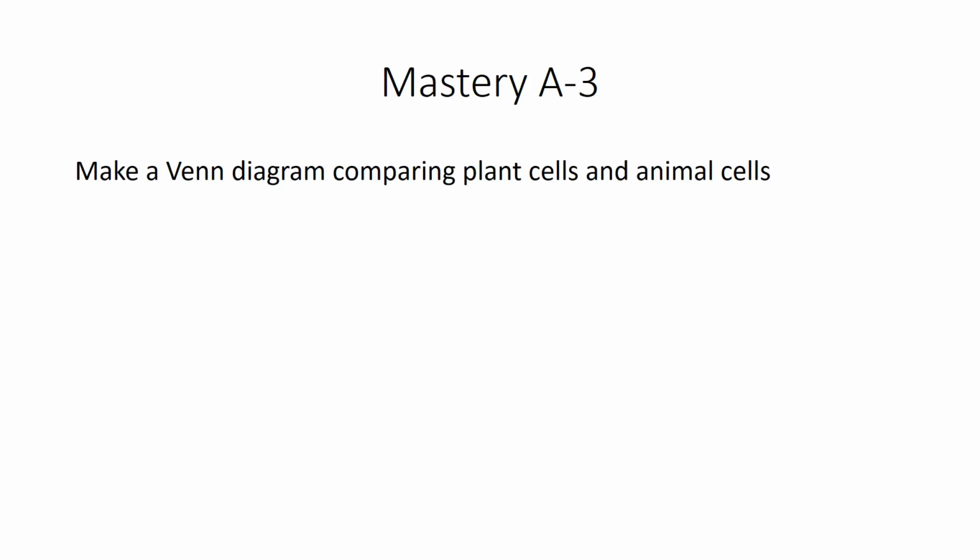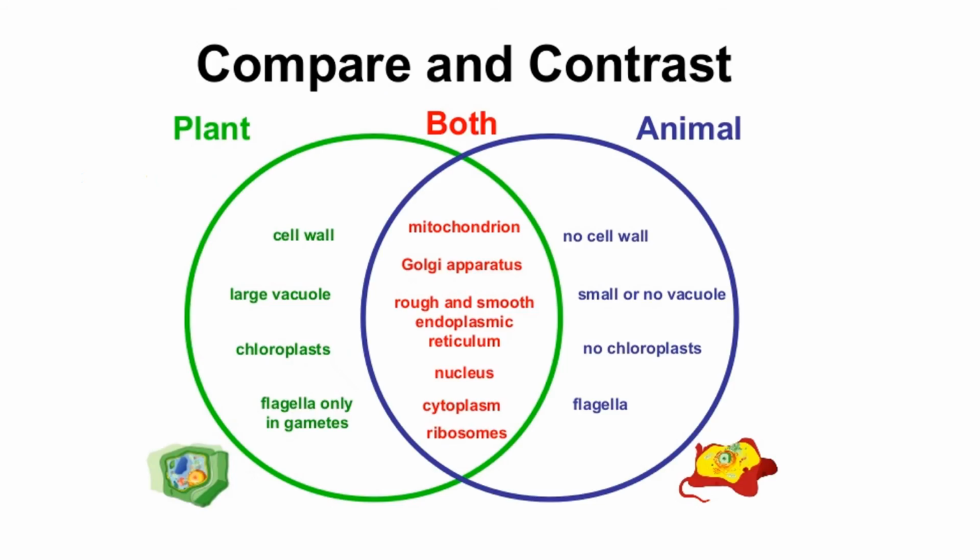All right, why don't you try to make a Venn diagram comparing plant cells and animal cells. Pause and draw that out. You should be able to get a few in each circle. All right, there are more answers, just these, just to give you some ideas.